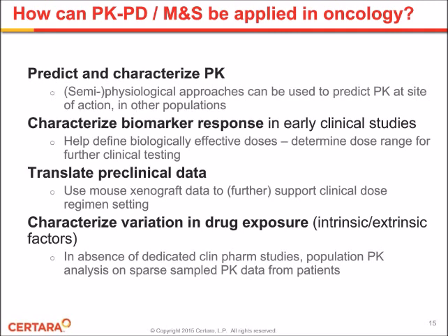The characterization of variation in drug exposure, this is important ultimately from a labeling point of view, characterizing the impact of so-called intrinsic and extrinsic factors on drug exposure. And typically in oncology, often these types of effects are not studied in dedicated clin pharm studies, as may happen in other indications, which means that population PK analyses need to be applied based on sparse sample data from patient studies.